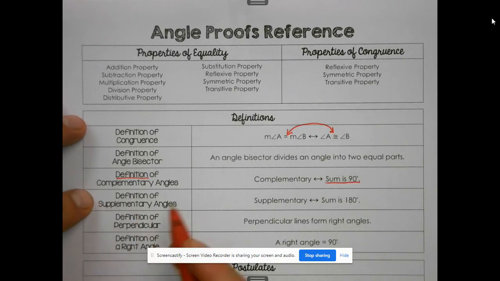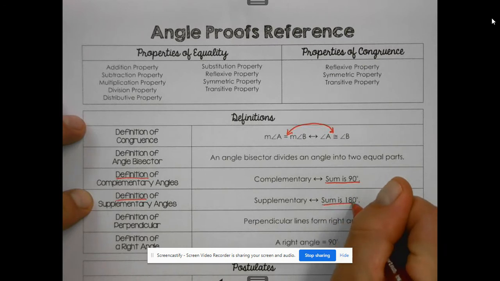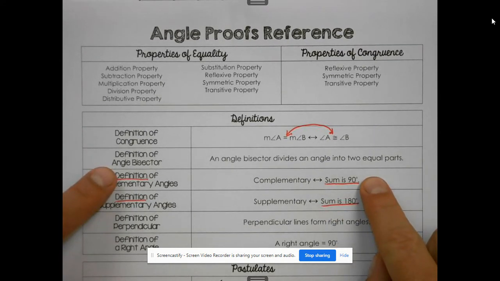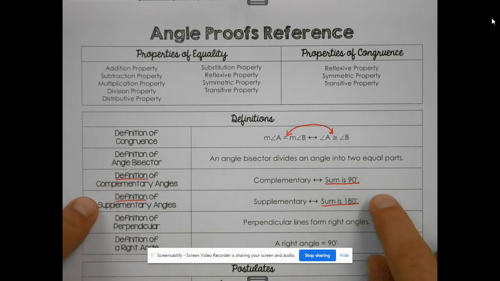Definition of supplementary angles. For supplementary, the sum has to add up to 180. So definitions add up to a certain degree. If it's complementary, it's 90. If it's supplementary, it's 180. You need to know that.